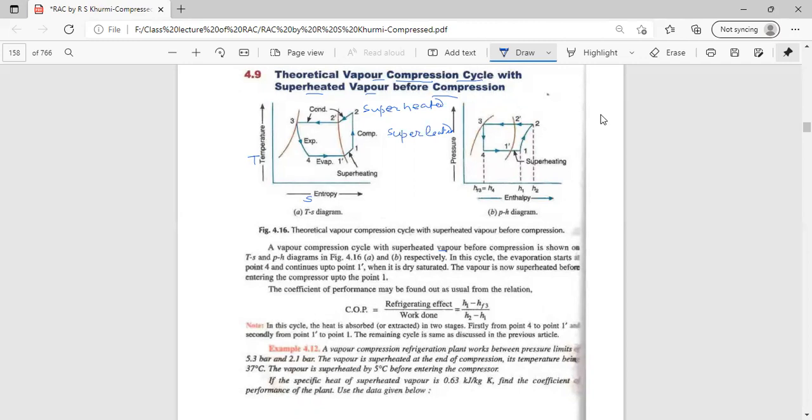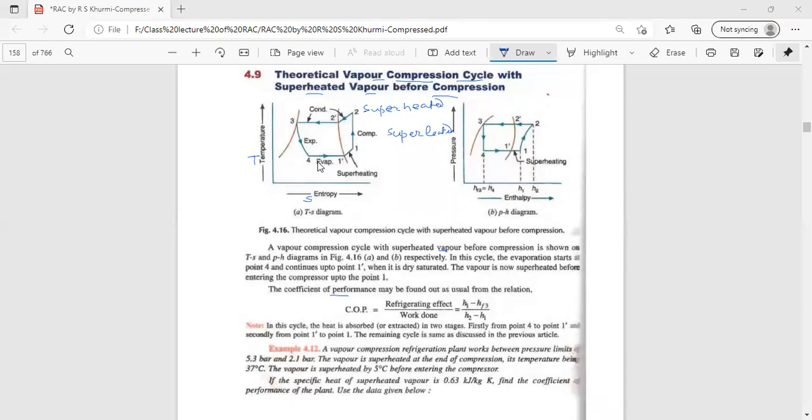The coefficient of performance will be found from the result (H1 minus H3) divided by (H2 minus H1). In this cycle, heat is absorbed in 2 stages: first from point 4 to 1 dash, and then from 1 dash to 1. The remaining cycle remains the same.